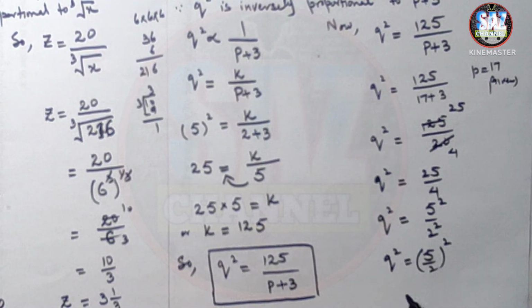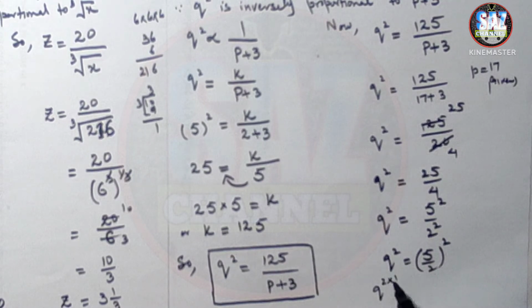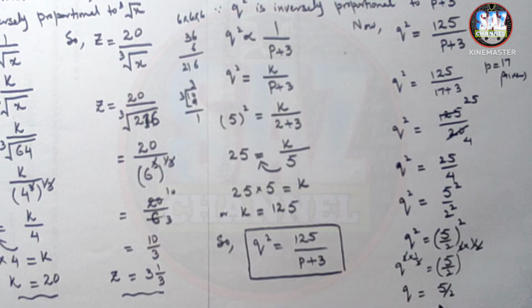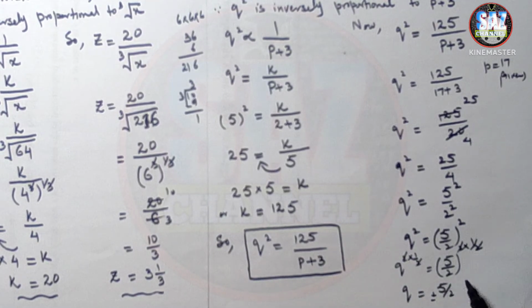And now I have to do the reverse process, that I have to take the square root. 5 by 2 whole square raised to power 1 by 2, and this will go, q equals 5 by 2. Whenever we take the square root, don't forget to put plus and minus sign, and this will give me plus minus 2.5. So q equals plus minus 2.5.